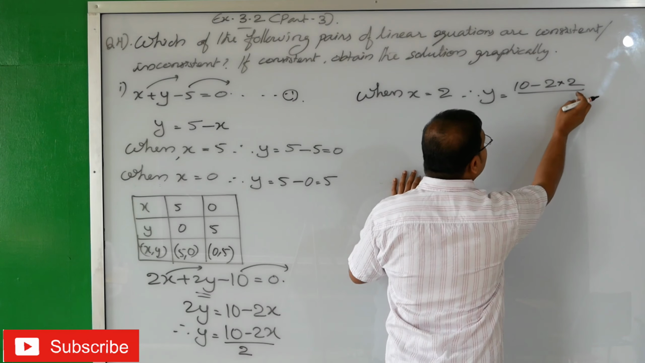So we can make the box here. What is the box? See, x, y coordinates, because we want the graphical representation. Now x we took 2, that time we got the value of y as 3. That means we got 2, 3 as the coordinates. Second, the value of x as 0, that time we got the value of y as 5. That means the coordinates are 0, 5.